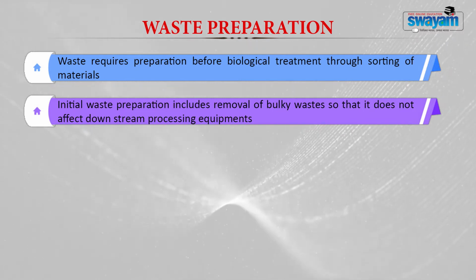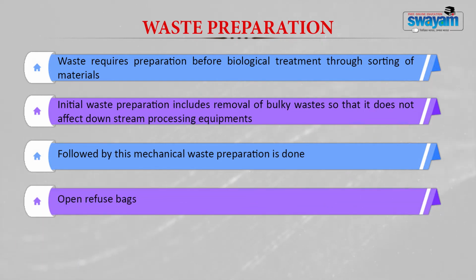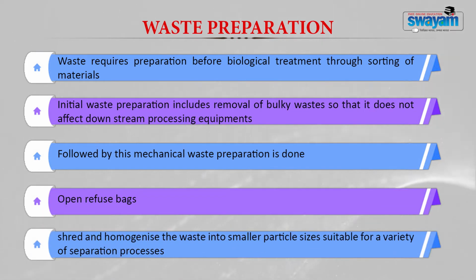Now, after this the mechanical separation is done. How is it done? First the bags containing the refuse are opened, then the waste that is present is shredded and then homogenized into a smaller particle size, which is suitable for the further separation process.